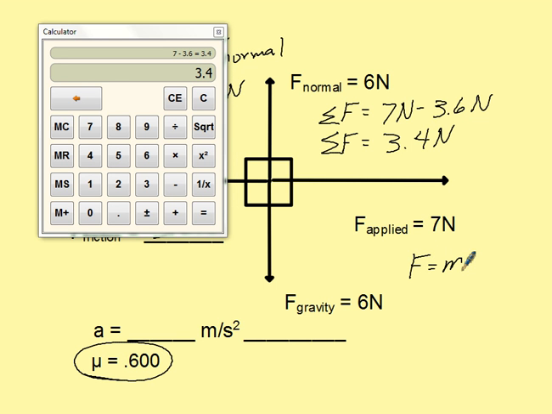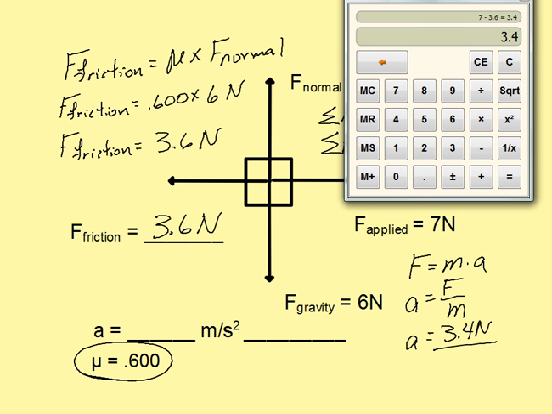Now if we apply Newton's second law, force equals mass times acceleration, and we're trying to solve for acceleration. Acceleration will equal force divided by the mass. So acceleration is 3.4 newtons divided by, let's see, we got to find the mass. All right, so how do we do that? Well, we know the force of gravity.